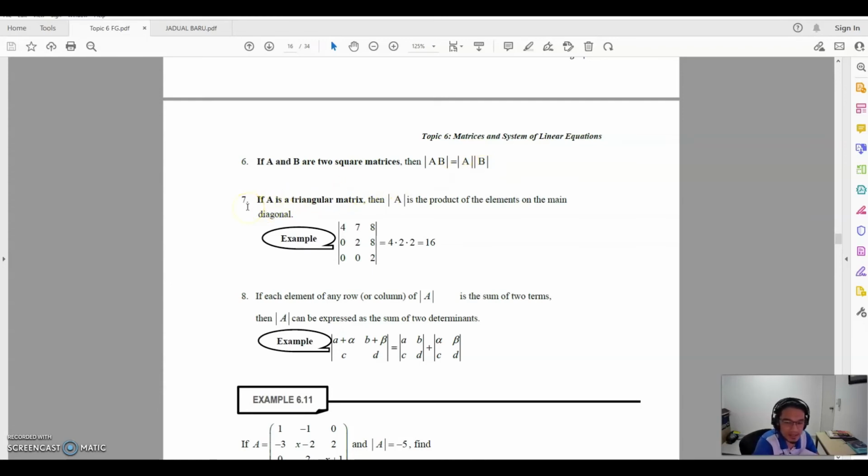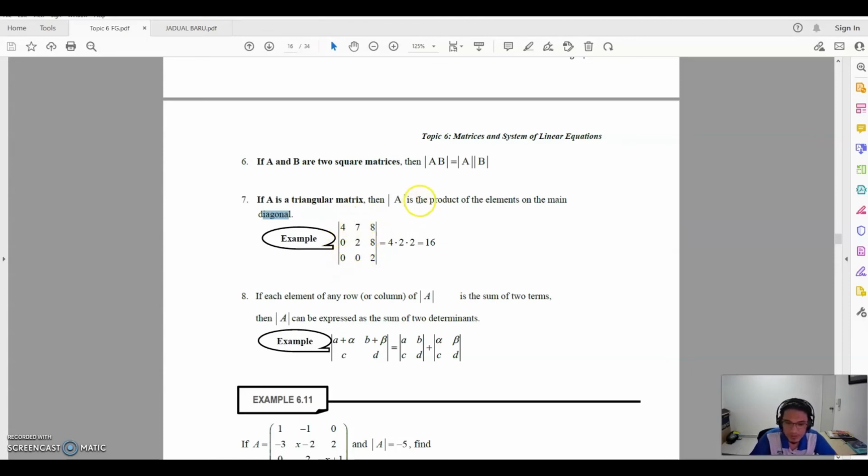Okay, then identity number 7. If A is a triangular matrix, then the determinant of A is the product of the elements on the main diagonal. Okay, you can see that the diagonal is 4, 2, 2. Since this matrix is triangular, as you can see, the upper side of the triangular has the elements, meanwhile the lower side only has 0 and 0 and 0.